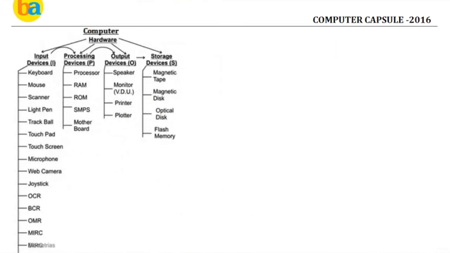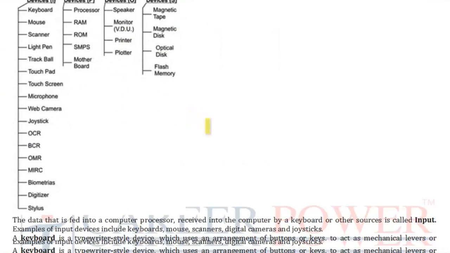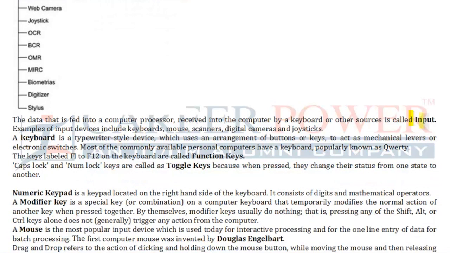Now, what do we have next? Let us see some input devices and output devices. What are input devices? Like I've told you earlier, the user gives the input to the computer or the CPU through an input device. Examples of some input devices are a keyboard.